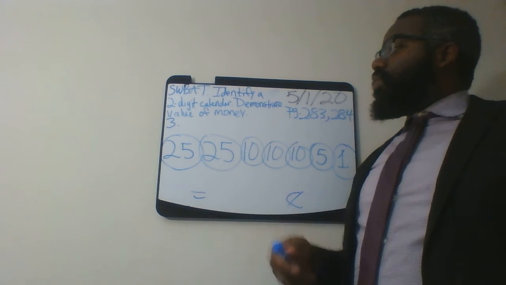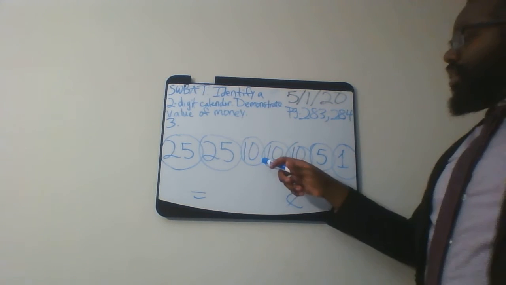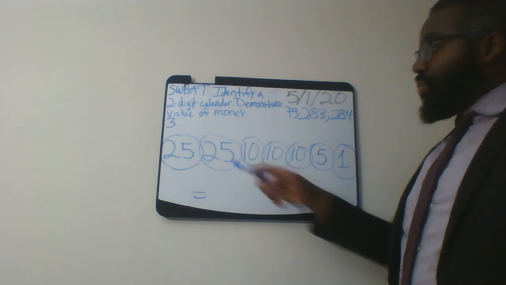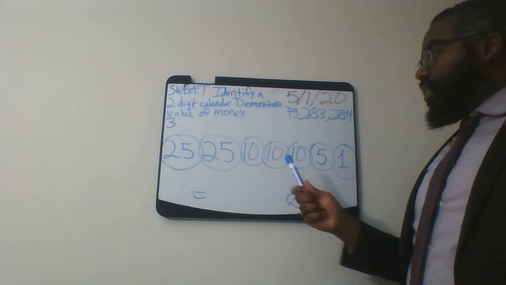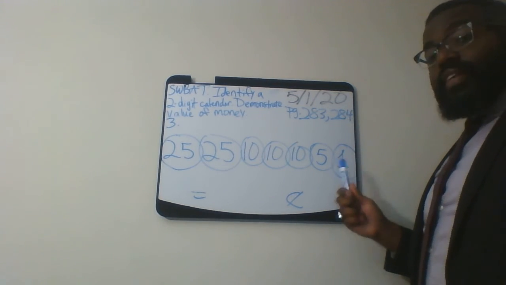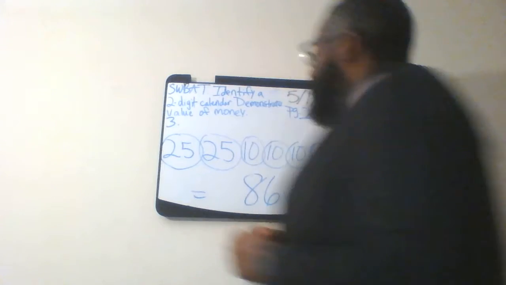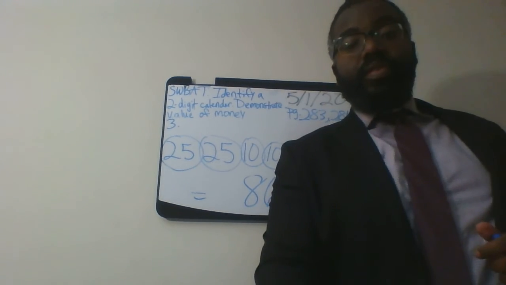Let's start off with the quarters. Remember, 2 quarters is 50 cents. Then now we count my 10s. So we have 50, 60, 70, 80, 85, 86 cents. So that's the answer for number 3. Let's go over to number 4.